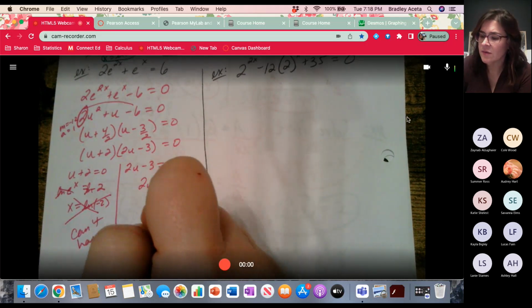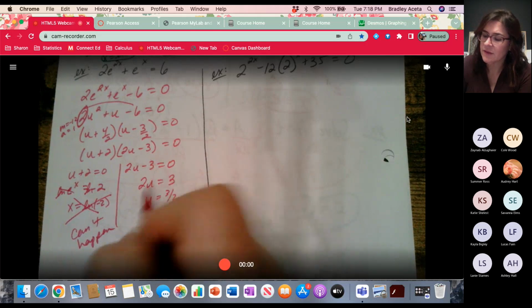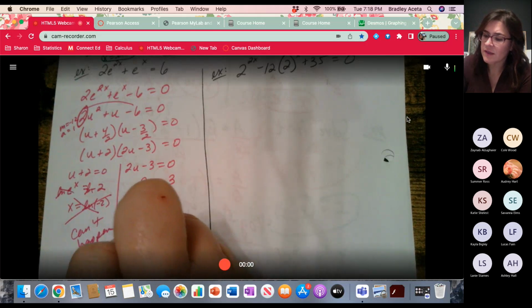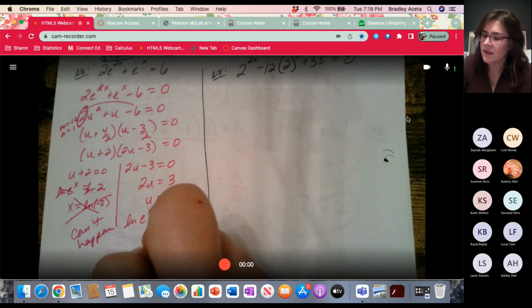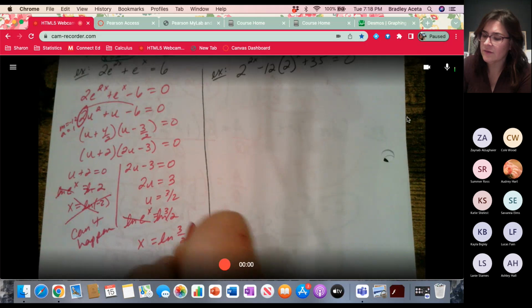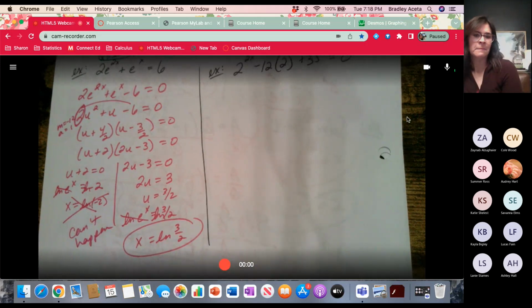2u equals 3. u is 3 halves. u is actually e to the x. So I ln, yes, that will work. The ln of 3 halves works. Okay, so be very careful about that. You can't have a negative that it's equal to. It's just not going to happen.